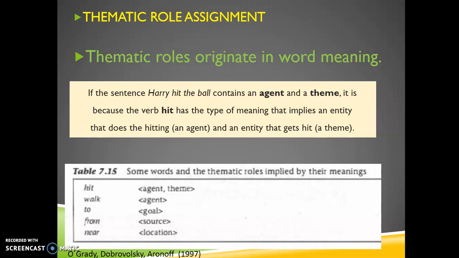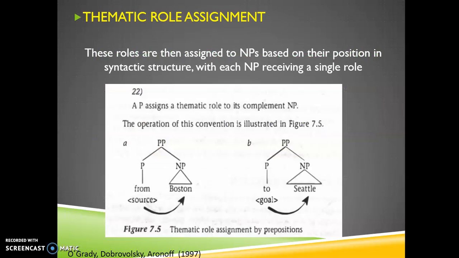So the idea is that the verb, in this case, is the one that assigns the thematic roles to the noun phrases. These roles are assigned to noun phrases based on their position in the syntactic structure, with each noun phrase receiving a single role. A preposition assigns a thematic role to its complement, a noun phrase. So in "from Boston", the preposition assigns the thematic role to the noun phrase.